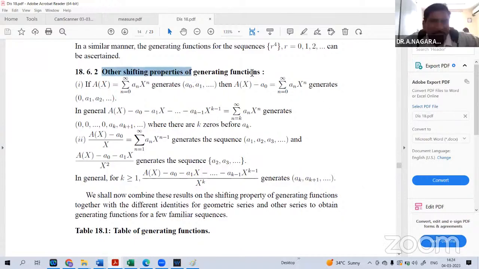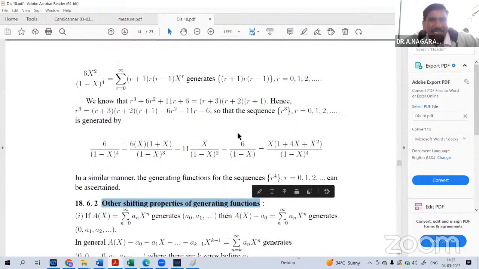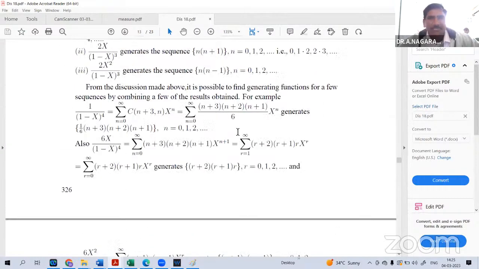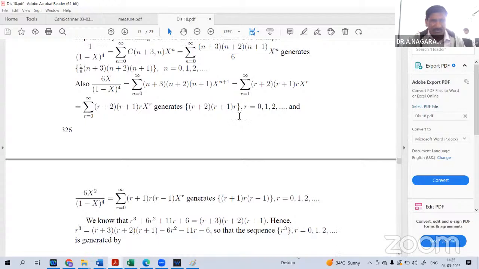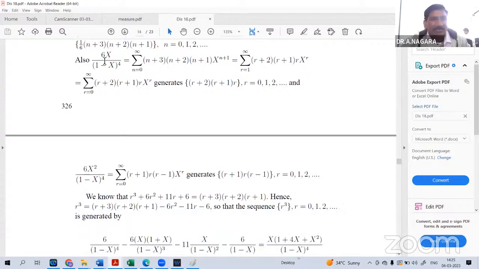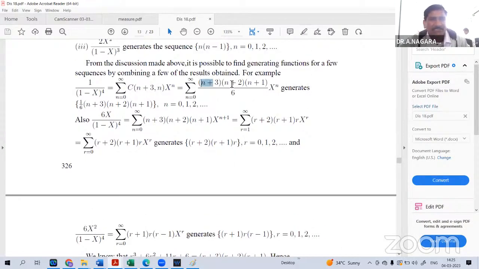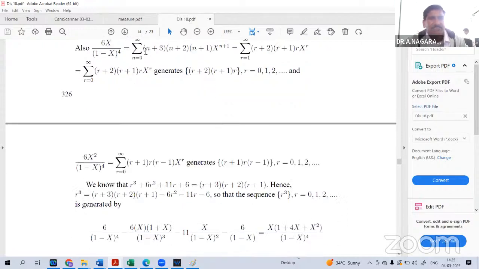Here, other shifting properties of generating function. How generating functions can be generated, I just now explained. This comes to the generating function development. It is the summation n equal to 0 to infinity of C(n plus 3, n) x power n. This is the total generating function we can write. This is a simplification. Now if I write the terms like this, we can write it like this.